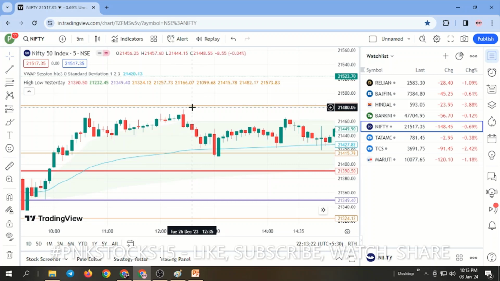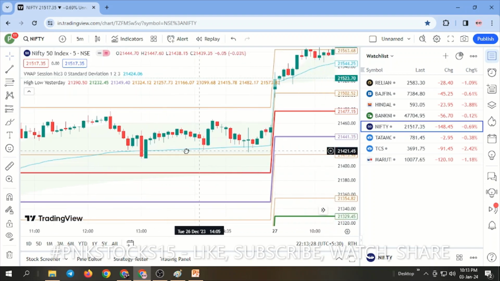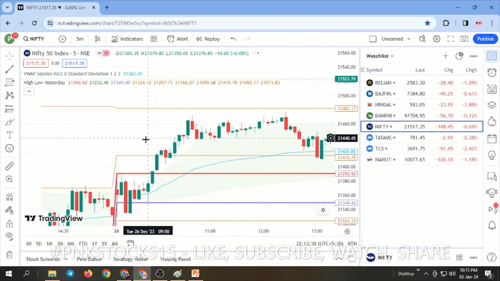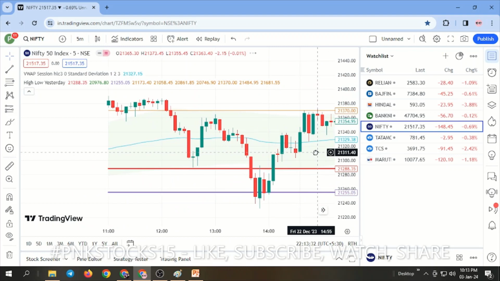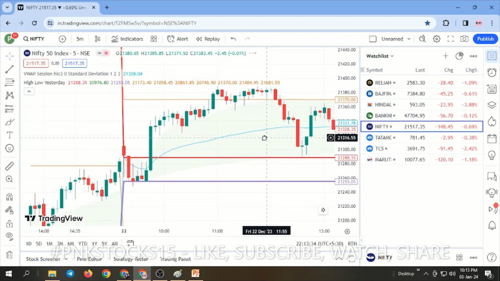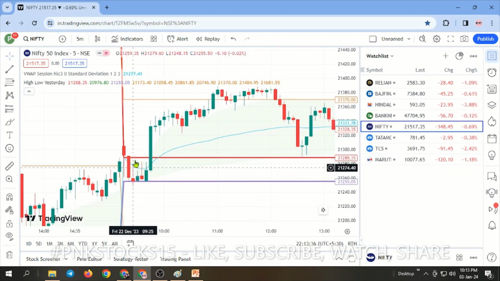See, at the pivot point, bearish engulfing, you got it right. We'll see another day and we'll wind up. And we'll see how we can work with the Nifty.